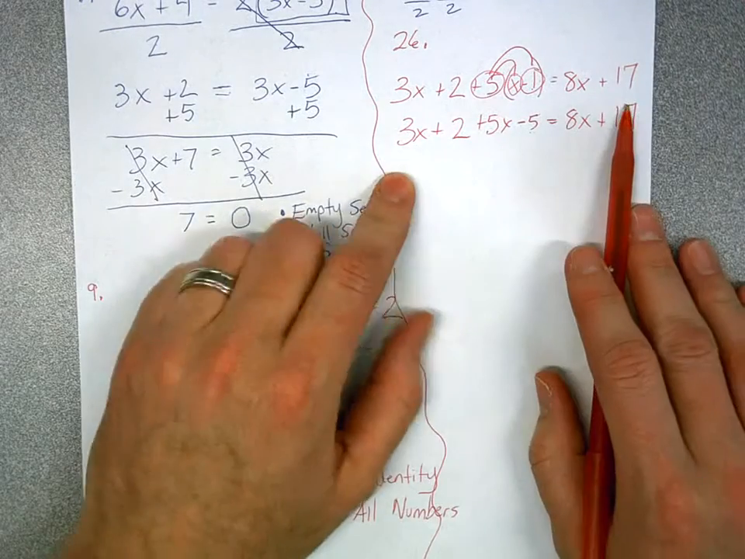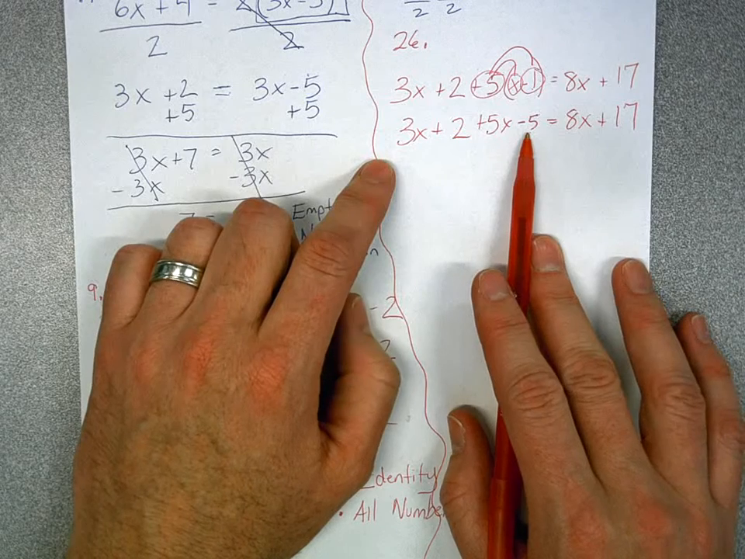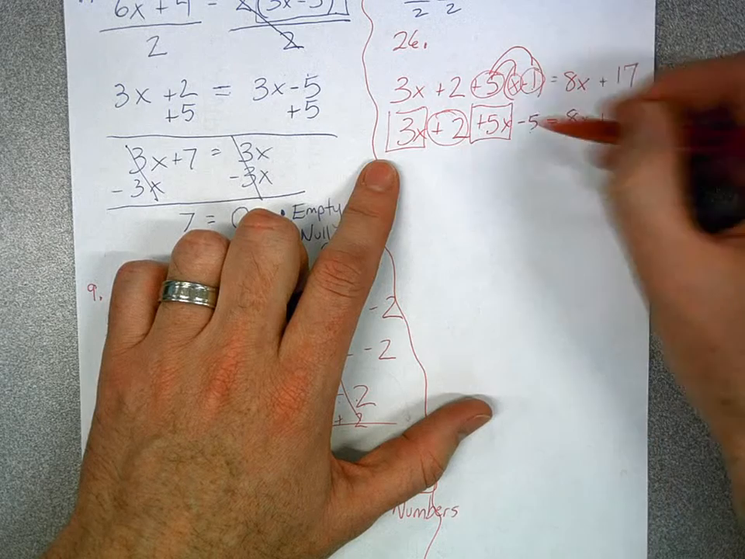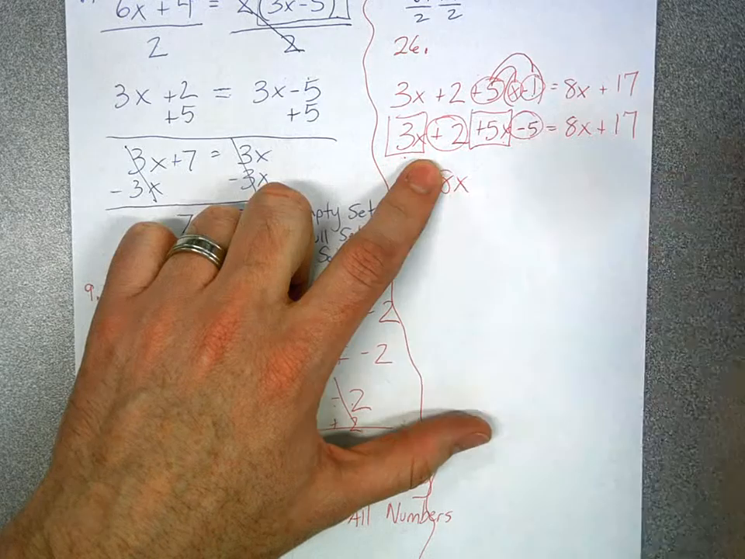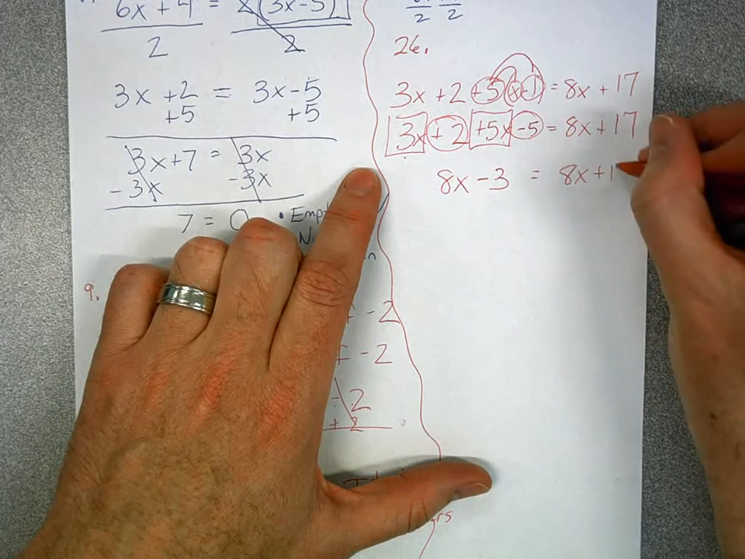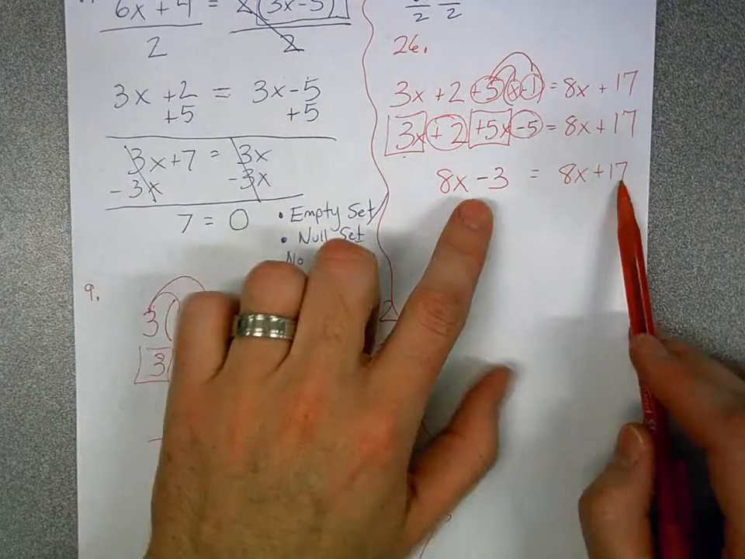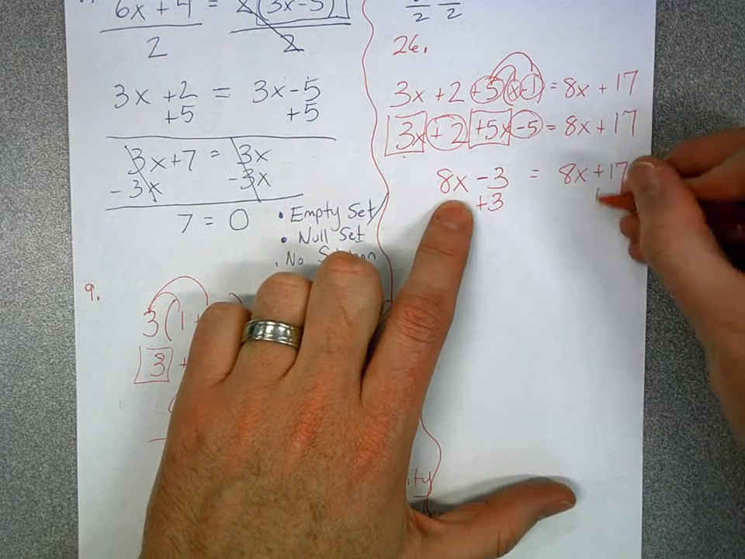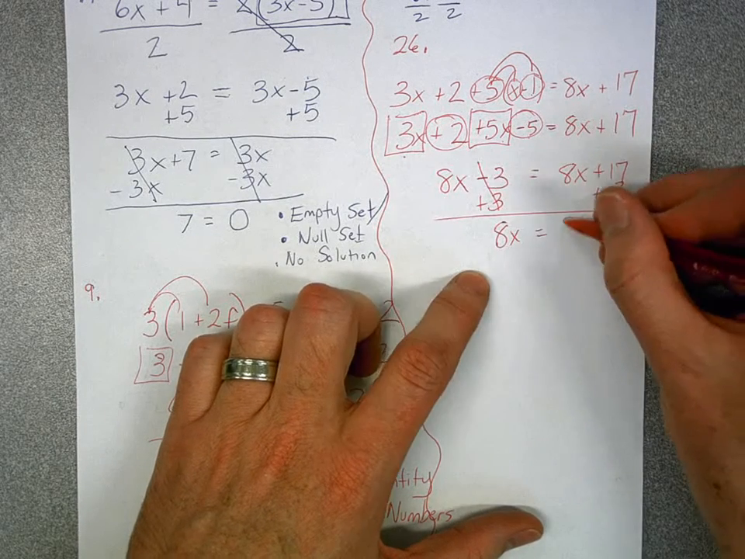The next thing I'm going to do, I can combine like terms on this left side. 3x, positive 5x. Here's a positive 2 and a negative 5. 3x plus 5x is positive 8x. 2 minus 5 is negative 3. Again, I rewrite this. At this point, looking at my constants, I'm going to add 3 to both sides to try to keep it positive. So those cancel. I end up with 8x equals 8x plus 20.